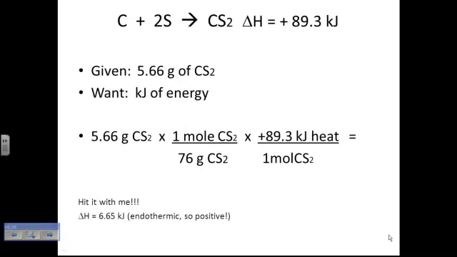We're given a mass, want to calculate the heat. On our stoichiometry roadmap, it would be a step 1, step 2, then stop. Step 1, grams into moles. Step 2 is our ratio. Step 1, step 2 will bring us from mass to kJ on our stoichiometry roadmap. Start by writing the given: 5.66 grams of carbon disulfide.